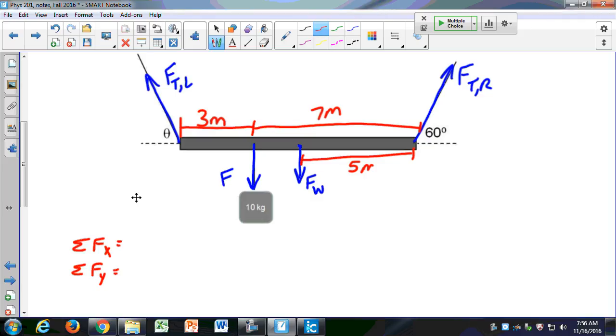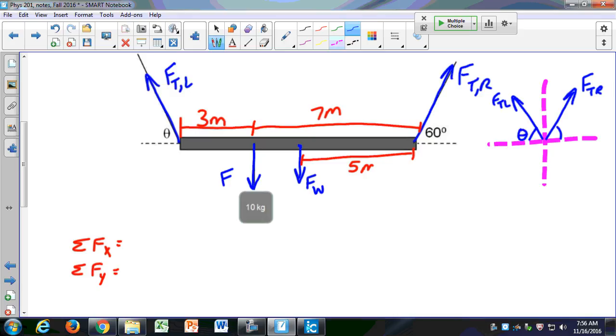What we're going to do is collapse all these forces down to a central coordinate system. So we can draw a coordinate system that'll look like this. You might not need to do this, but I'm going to do it off here to the side. If you can see this, that's okay. Here's my FTR. My FTL is over here. This is theta. This is 60 degrees. And then I have an F and an FW right here.